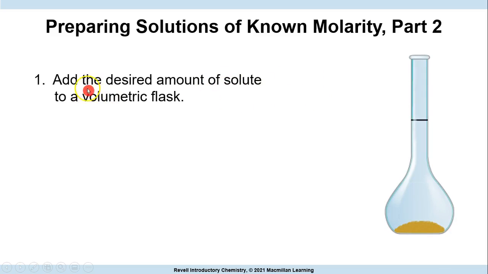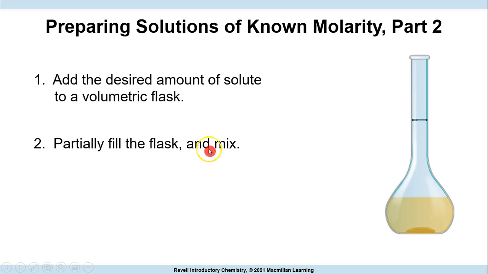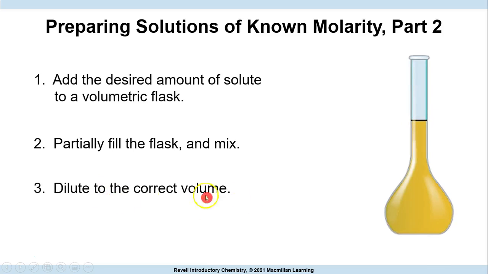The first thing is that we have to add the desired amount of the solid to a volumetric flask. After we calculate the mass that we need, we add it to a volumetric flask. The second thing is that we partially fill the flask and mix, such that all the solid dissolves. After it has dissolved, the last step is to fill it up to the required mark right here. So you dilute to the correct volume. And here, you have prepared exactly a molar solution.